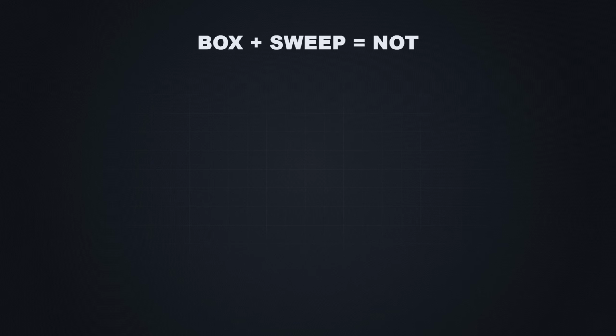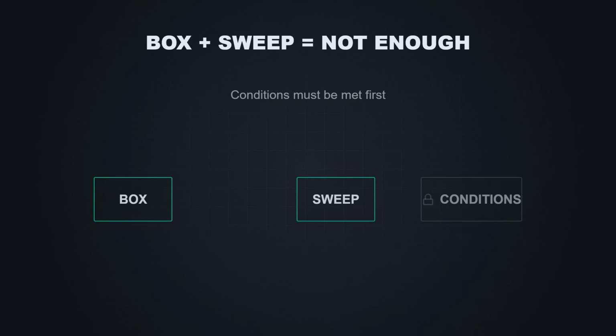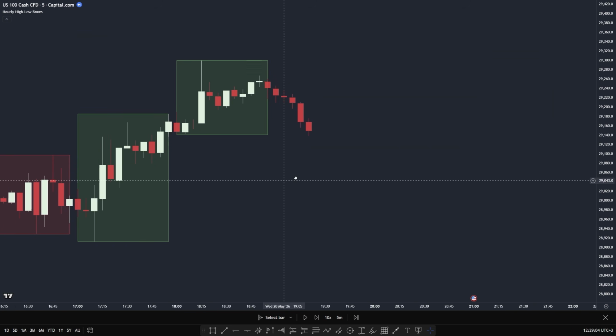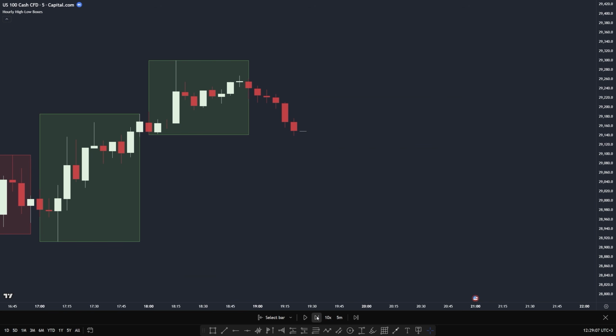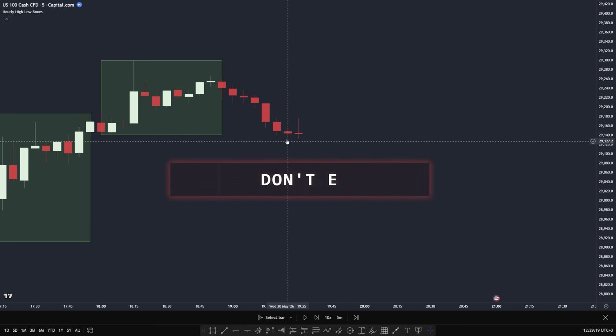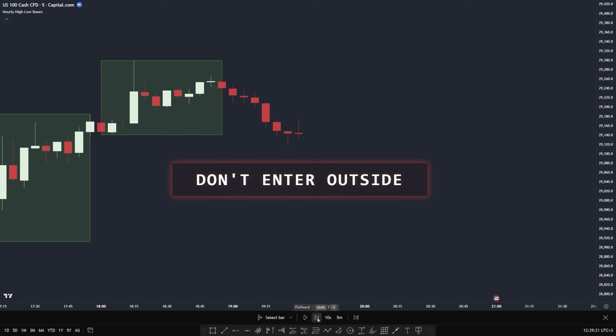Now, a box and a sweep are not enough. The setup only matters if price meets certain conditions. Pay attention here. Price moves below the previous hour low. That tells me sell-side liquidity has been taken, which means price reached the area where sell stops and breakout orders may sit. I don't enter while price is still outside the box.